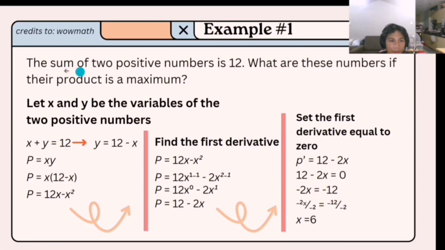So in example 1, the sum of two positive numbers is 12. What are these numbers if their product is a maximum? Let x and y be the variables of the two positive numbers. So meron tayong equation na x plus y is equal to 12 since sinabi dito na the sum of two positive numbers is 12. And then what are these numbers if their product is a maximum? Yung product naman, yun yung equation na to, which is x multiplied by y.